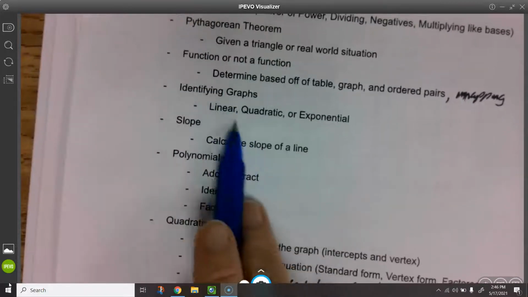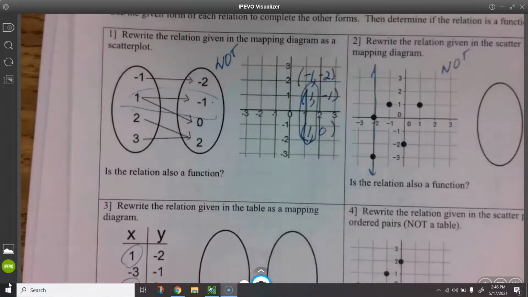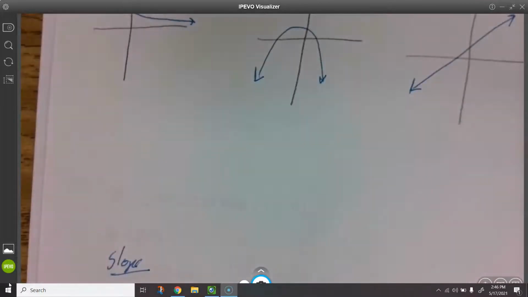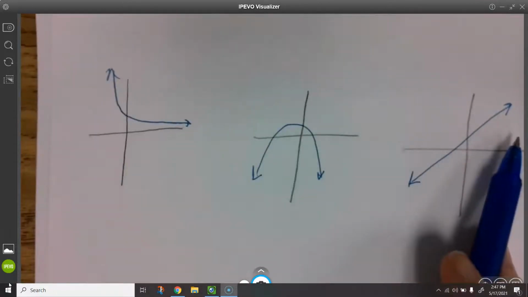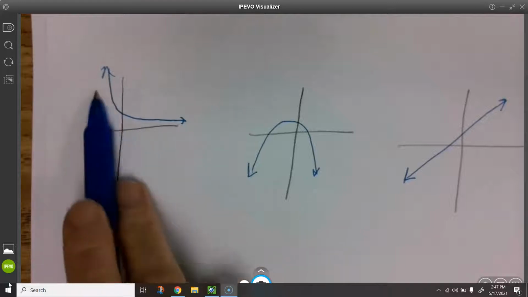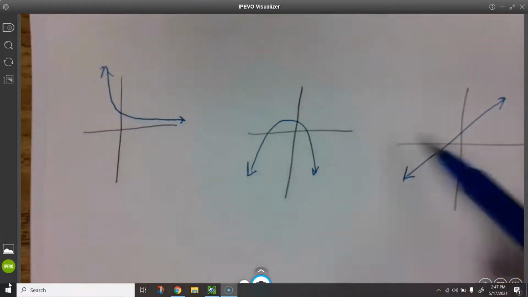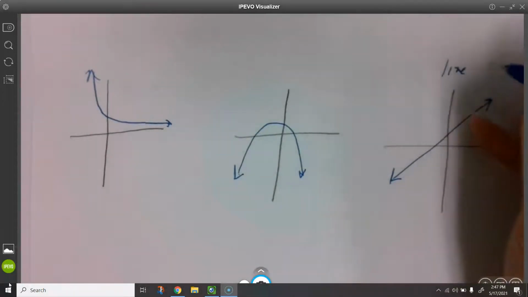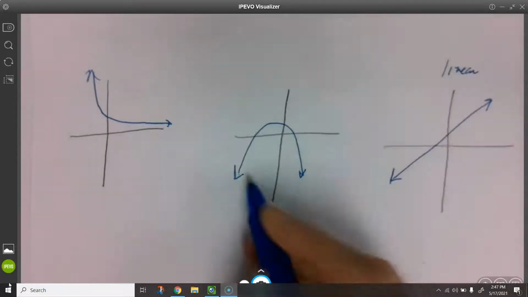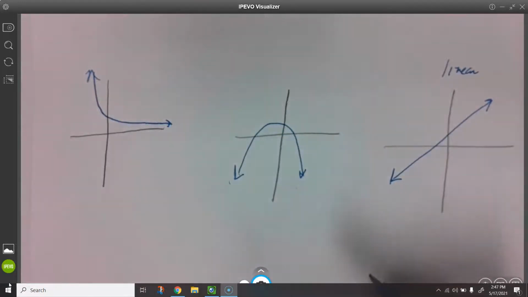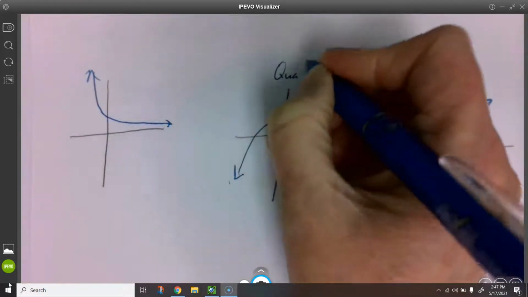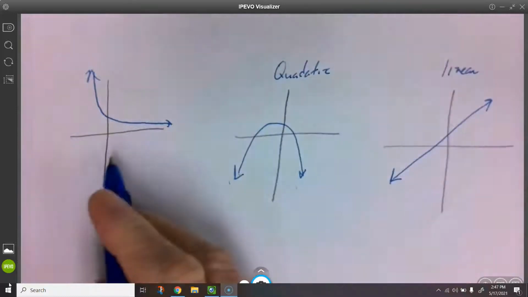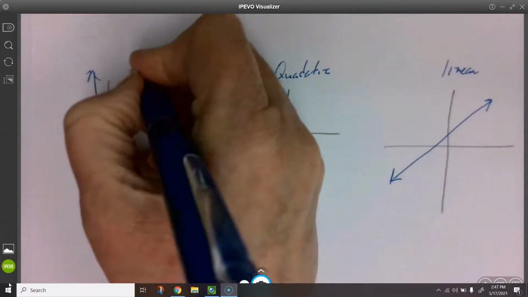Next, identifying graphs, whether they're linear, quadratic, or exponential. So, if I give you these graphs right here, what is this? Well, it's not this. This. And if you're in doubt, go with what you know. You know this is a line, so that's a linear. This, I hope you know that's a quadratic. We've been doing 20 million weeks of those, it feels like. So that's a quadratic. So guess what this is? That's right, this is an exponential.